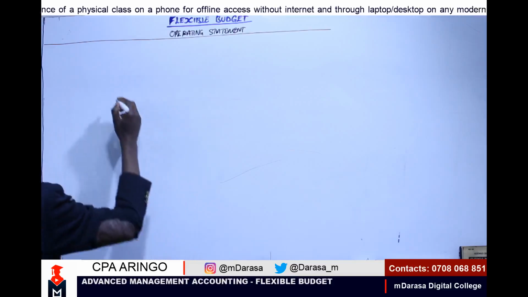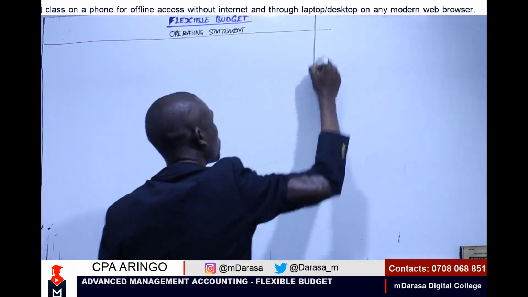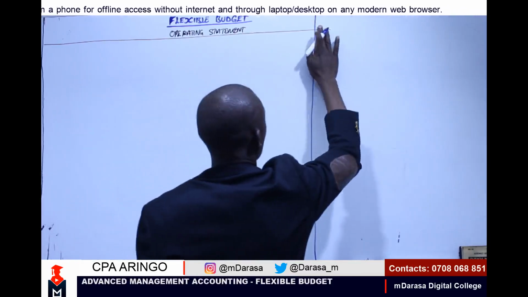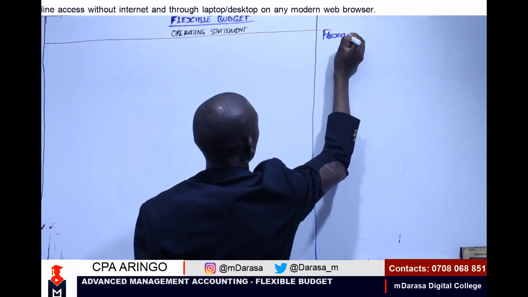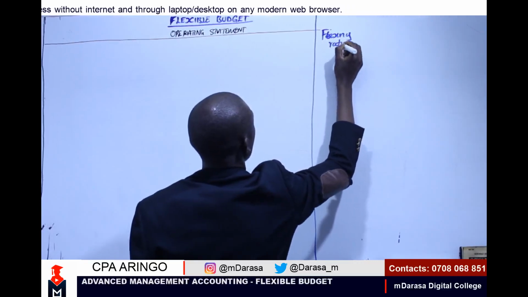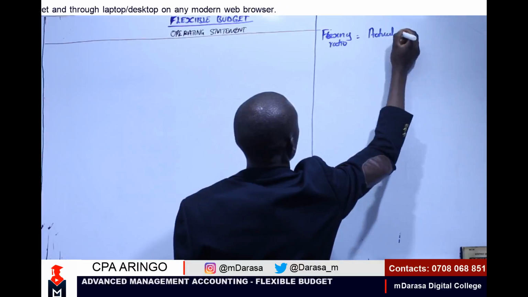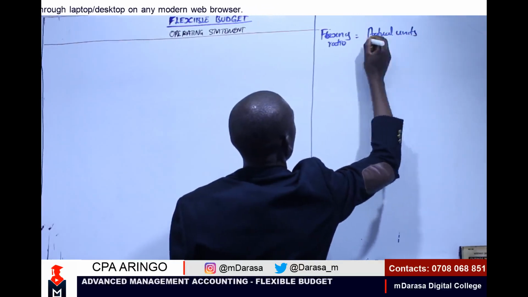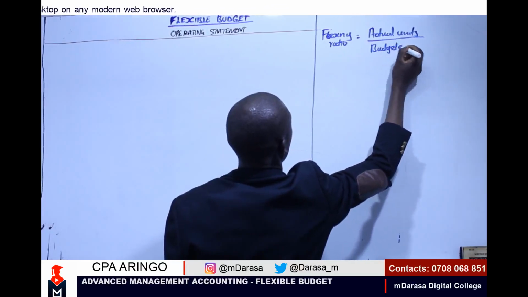It said that my flexing ratio, the one that I'll be using all through, we should be talking of our actual units, and we divide by the budgeted units.